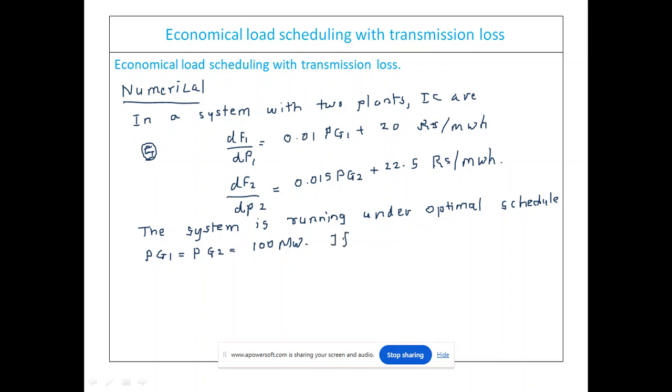If they have given ∂PL/∂PG2 equal to 0.22, then they ask: find the penalty factor and ∂PL/∂PG1. So they have asked these values.